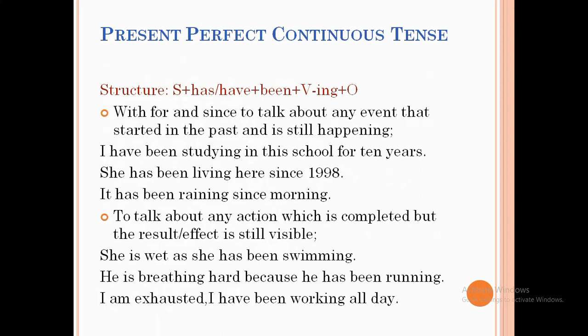So, another situation where we can use present perfect continuous tense is to talk about any action which is completed but the result or the effect is still visible. Still, we can see the effect. At that situation, we can use present perfect continuous tense.